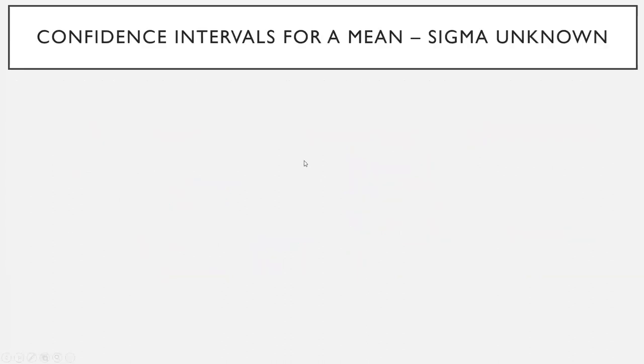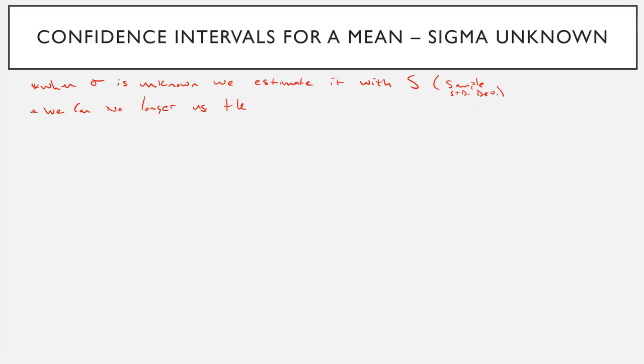This is how confidence intervals are done in the real world. So when sigma is unknown, we estimate it with s, the sample standard deviation. Basically, what's going on here is we can no longer use the z of alpha divided by 2 critical value. We must use this t of alpha divided by 2 critical value.